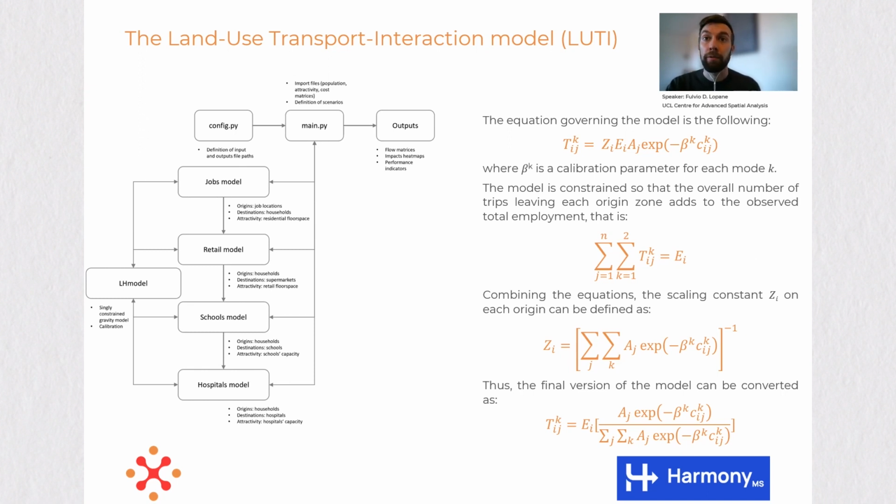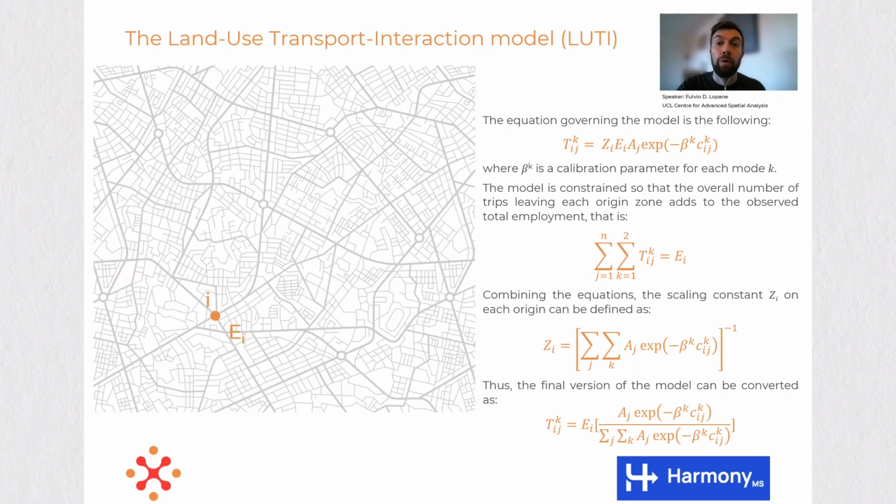What we want to evaluate here is the flows of people among different origins and destinations within the different daily activities and by different modes of transport. So what we want to evaluate is Tijk. T is the flow of people, I are the origins, J the destination, and K the mode of transport. So we have our origins, I, where we have activities or attributes, EI. This could be, for instance, population at origins.